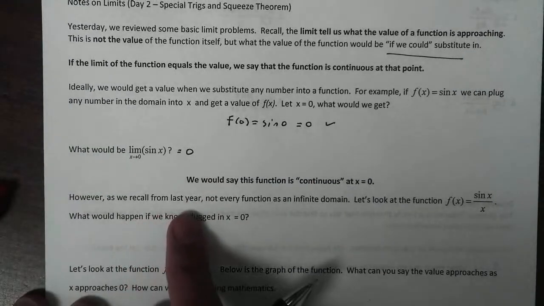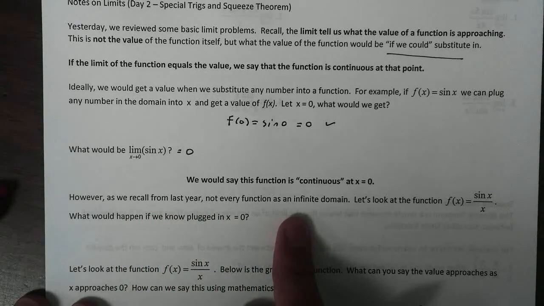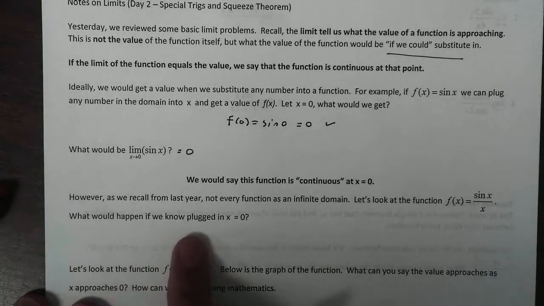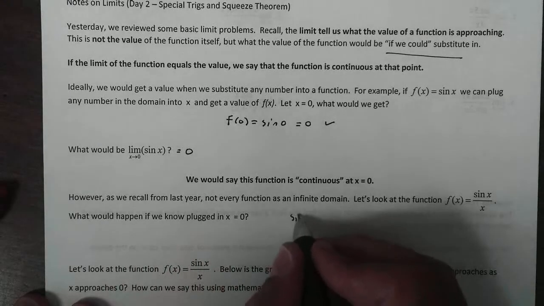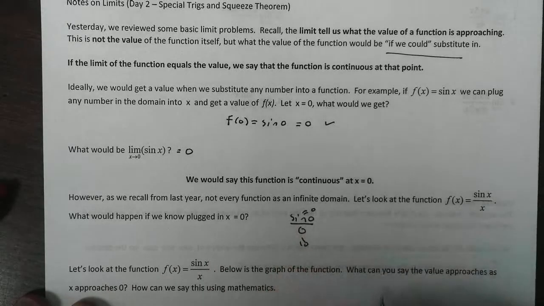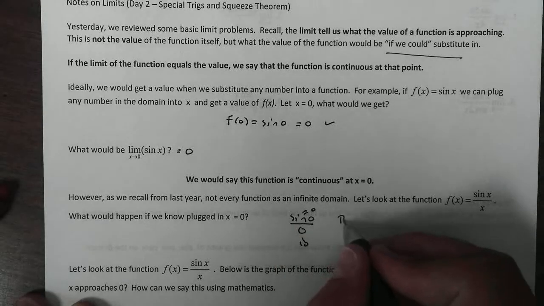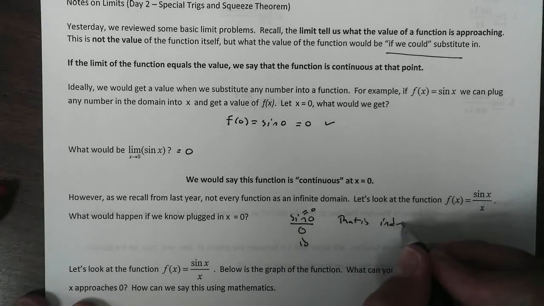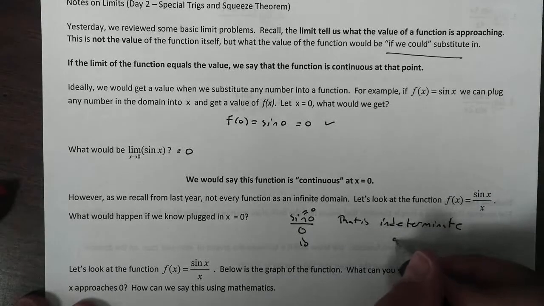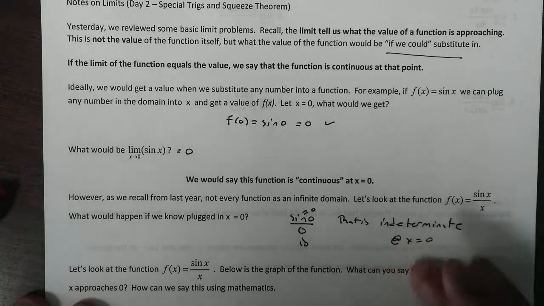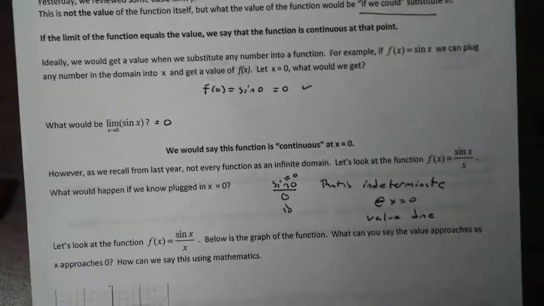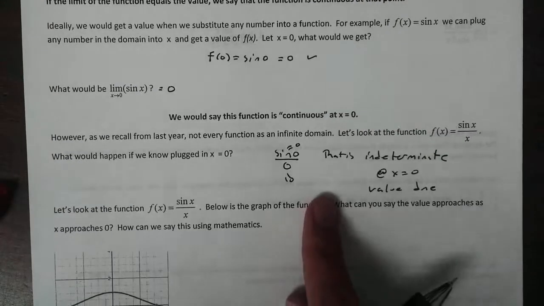However, as we can recall from last year, not every function has an infinite domain like sine. Let's look at the function sine of x over x. What would happen if we plugged in x equals 0 here? Well, we would get sine 0 over 0, so we would get 0 over 0. And we already said that this is bad to have, that this is indeterminate. In other words, at x equals 0, we don't know what it is. The value itself does not exist. So that's what it means to be indeterminate.